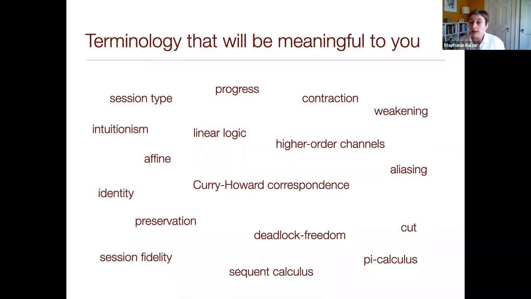Okay, let's pick some of those terms. So we're going to talk about the Curry-Howard correspondence in the session type setting. Then, as I said, we'll talk about deadlock freedom, progress, and preservation. We'll also learn why contraction and weakening are important structural properties and why it might be helpful not to have them. We'll talk about intuitionism a little bit, about the sequent calculus, pi calculus, and so forth.